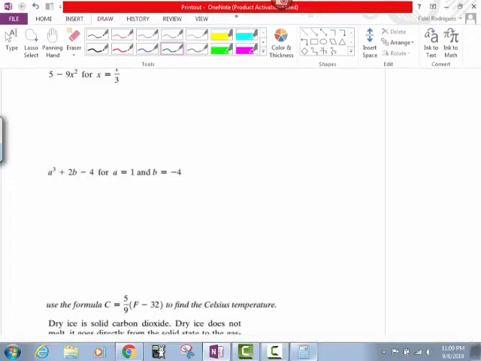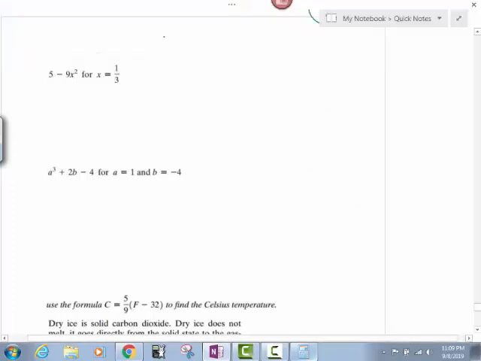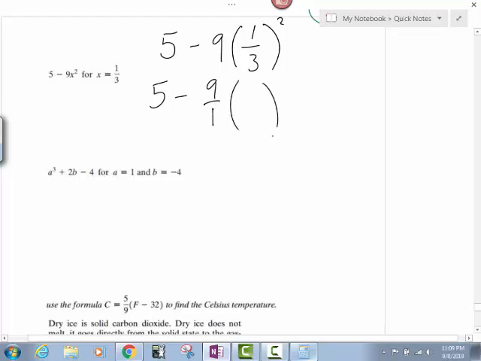Grab another color here. Let's go back to black. Okay, so let's see. 5 minus 9. Now look at the number I'm plugging in. I'm plugging in a fraction, right? 1 over 3 squared. Okay. So maybe I'll think about this 9 as 9 over 1 because I do have a fraction here. So 1 over 3 squared. 1 squared is 1. 3 squared is 9.